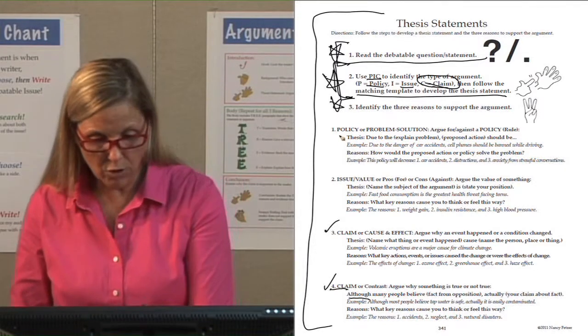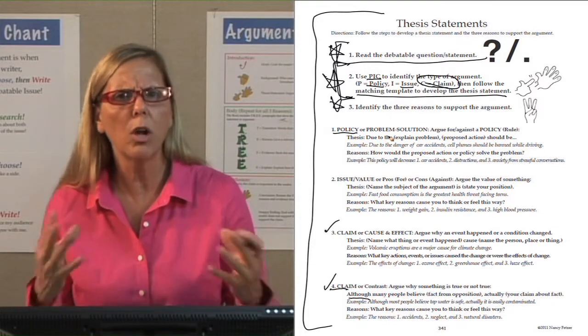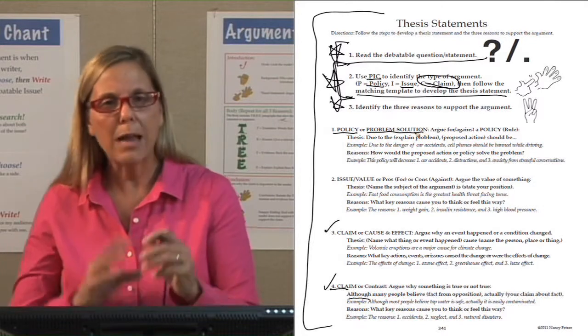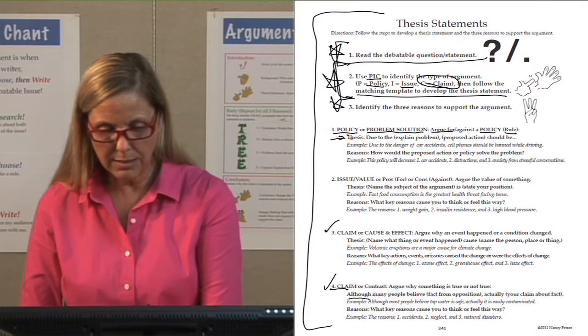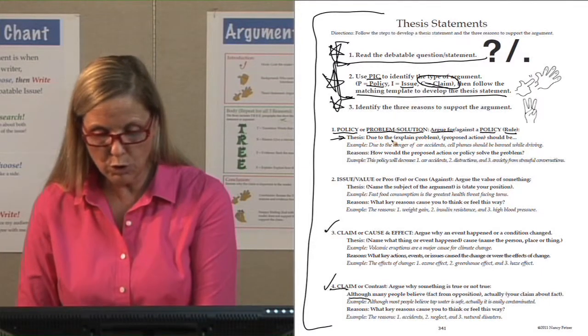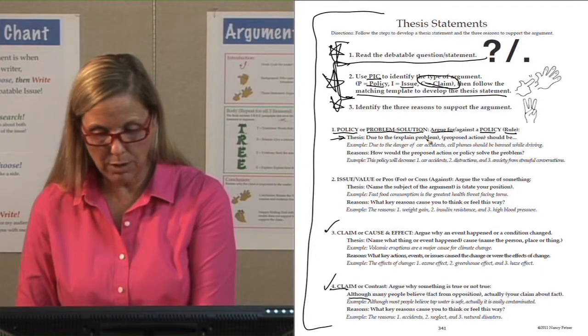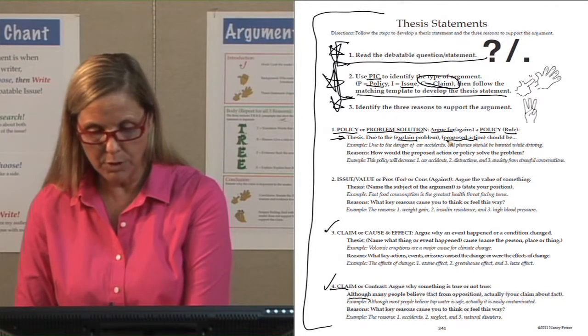The first is an argument could be a policy. I'm arguing for or against a policy or a rule. Typically, that's that problem solution type of thinking. Your thesis statement, being in that problem solution format, you're going to explain what the problem is, and then your proposed action. So here's your problem, your solution, and then you're going to say should be.